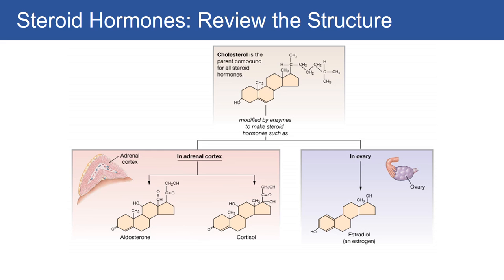Again, cholesterol enzymes produce steroid hormones from cholesterol located in the mitochondria and smooth ER, and steroids are lipid soluble, and so they can freely permeate membranes. And we'll talk about that more in a little bit.